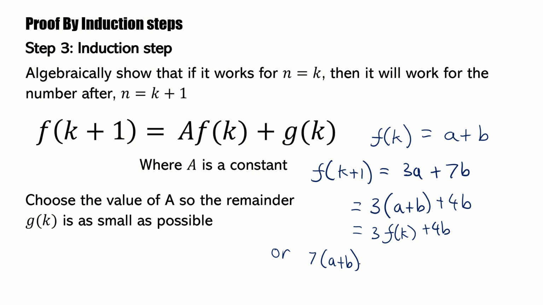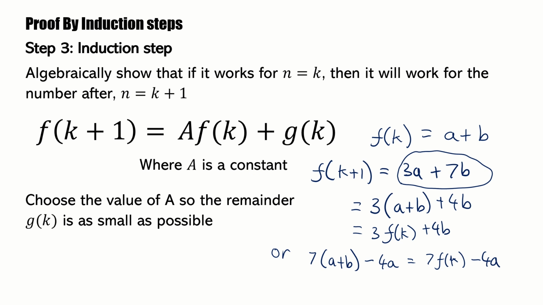And that means this time we've got too many a's, because I've got 7a and I only want 3a in f of k plus 1. So I've got to subtract 4a so that I've still got overall the 3a plus 7b that we had in the original statement for f of k plus 1. So that would alternatively be 7 lots of f of k minus 4a.